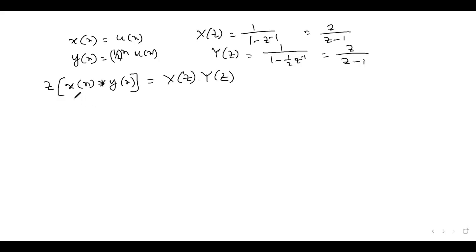So the answer will be just the multiplication: z by z minus 1 into z by z minus half.